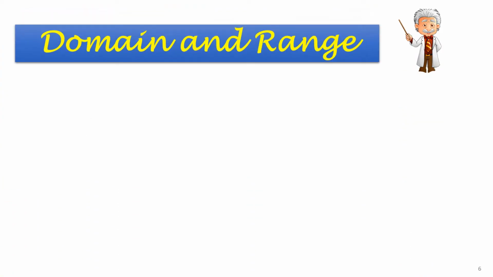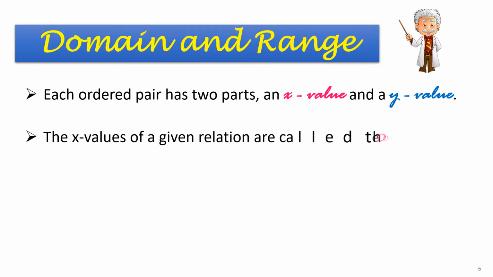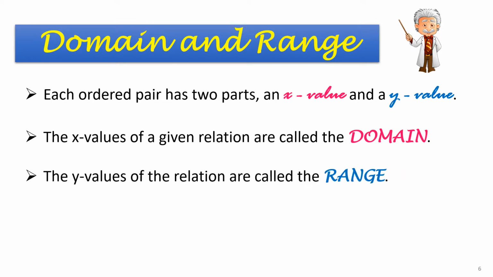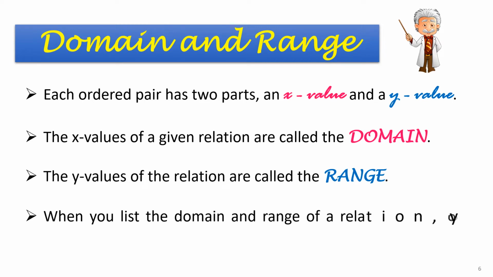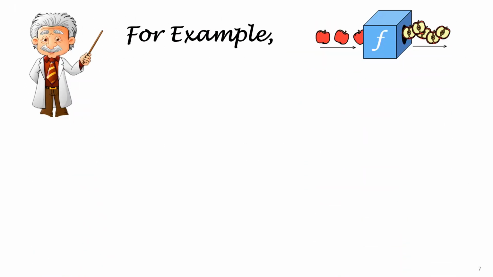We also talked about domain and the range. Each ordered pair has two parts, the x value and the y value. The x values, or the abscissas of a given relation, are called the domain. The y values of the relation, or the ordinates, are also called the range. When you list the domain and range of a relation, you place each in a separate set of braces. So how are we going to do that?